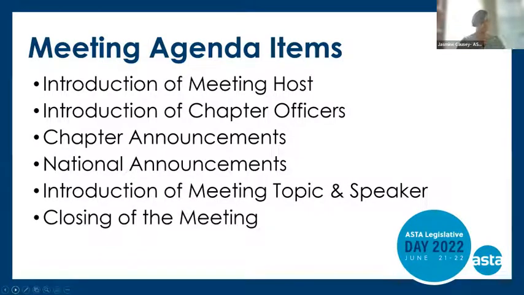After the speaker has spoken, you want to then do a closing of the meeting. So you want to remind everyone of your upcoming meetings and then let them know that you, as a president or other chapter officers, are available for questions and concerns or suggestions and different things like that. This invites chapter members to come talk to you about what's going on and how they feel like they can assist the chapter. So these are how your meeting agenda items could work.